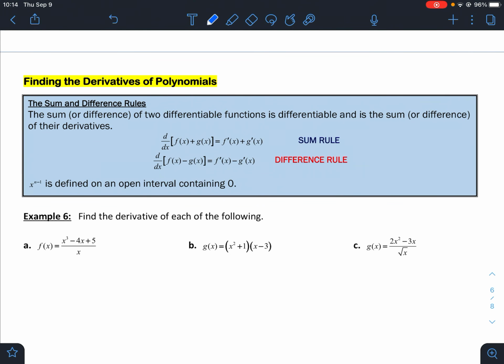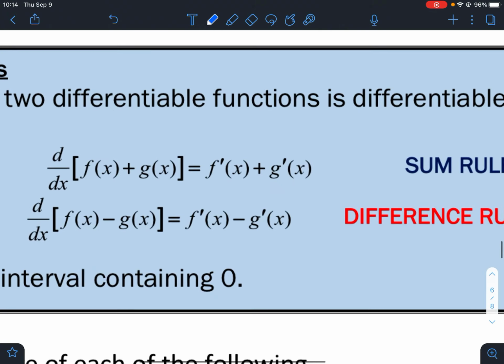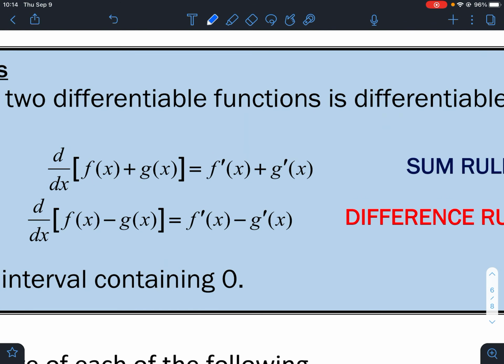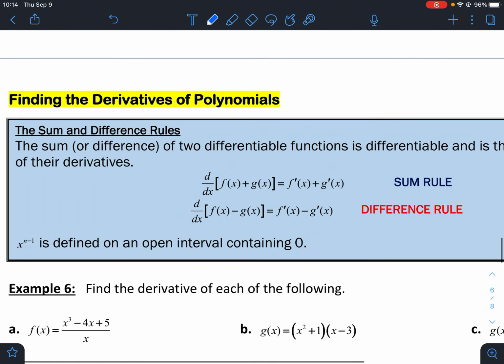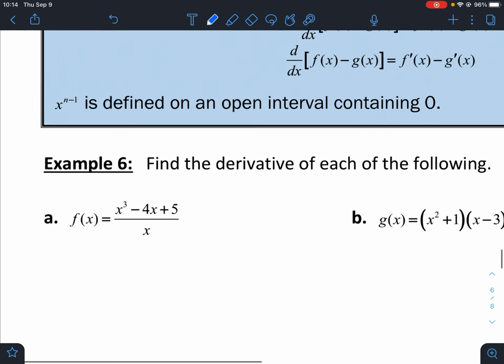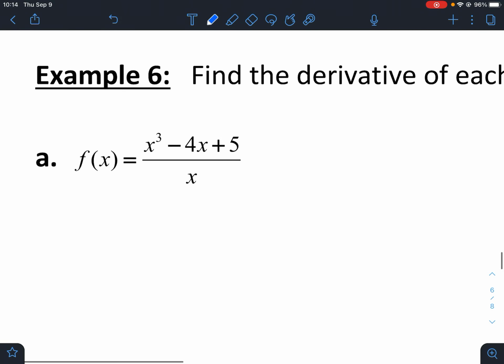All right, what if we're adding or subtracting multiple terms? Nothing changes. We just take the derivatives individually and then add or subtract them at the end. Okay? So for part A, the first thing I would do, now again, there is another way to do this problem called the quotient rule, but we have not learned that yet. We'll take a look at that in an upcoming lesson.